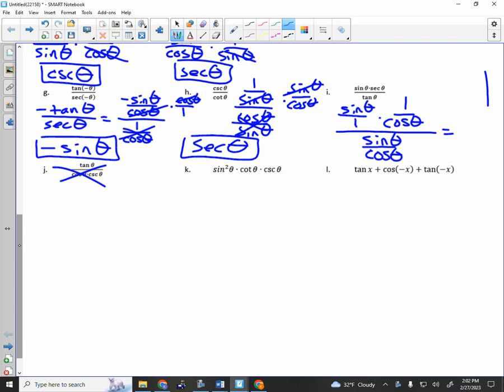We have tangent of x plus, what is this going to be? Just cosine. And then what's this going to be? Minus tangent. The tangents cancel, leaving you with just cosine. Not difficult at all, right? No.